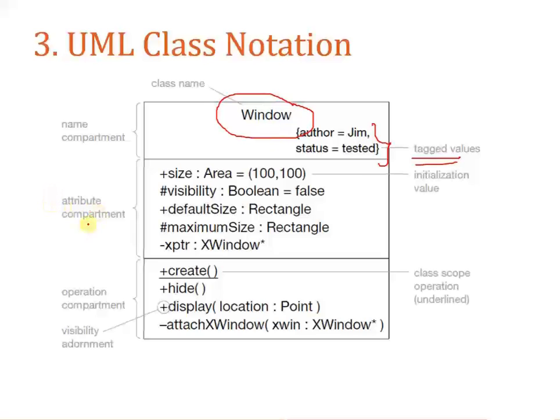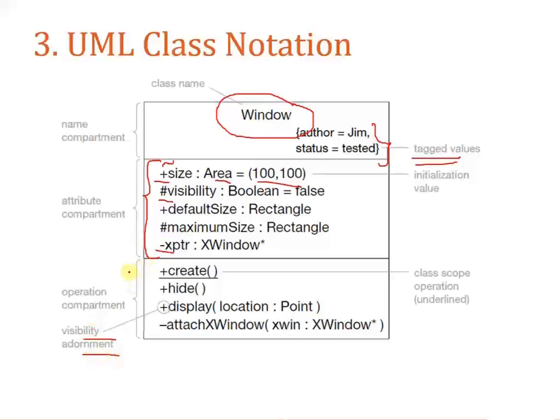The next compartment is called attribute, where we will be listing the name of an attribute followed by the data type and some initial values. So here we can see some symbols like plus, hash, minus, etc. And we can also use something called the tilde symbol. These symbols are mainly used to say about the visibility adornment, which we can discuss later.